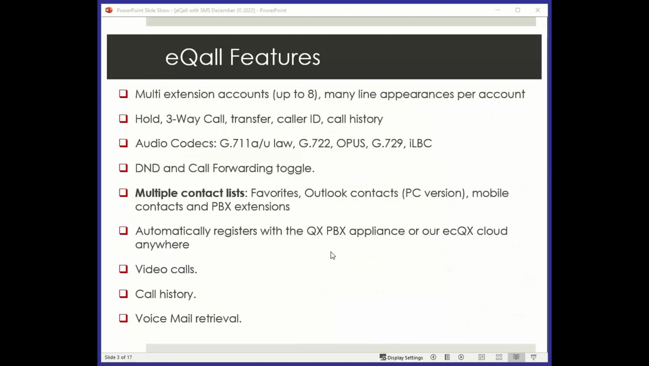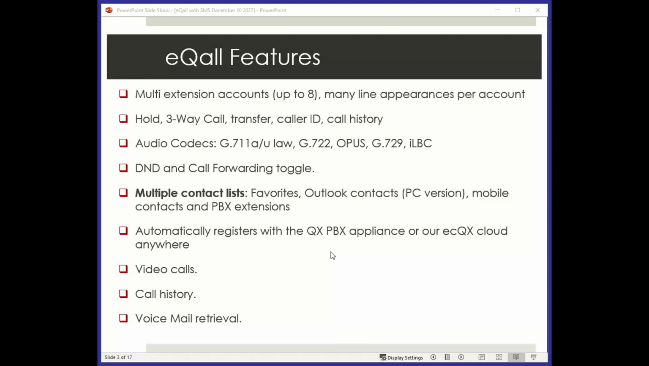Some of the features of eQall: you can have multiple extensions, up to 8, which gives you flexibility. You can register your eQall with different PBXs if you want, or under different extensions, and you can have many line appearances per account. You can do hold, 3-way calls, transfer, caller ID, call history. So all the basic functionality you use on a phone, you can do with eQall. It supports many codecs, including Opus, which we added recently.